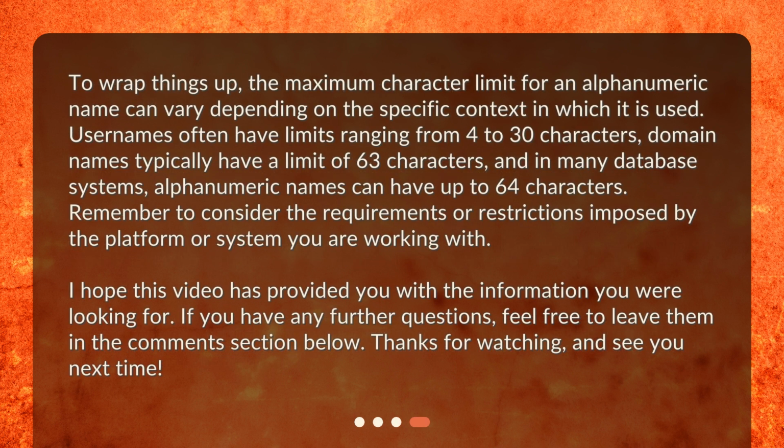To wrap things up, the maximum character limit for an alphanumeric name can vary depending on the specific context in which it is used. Usernames often have limits ranging from 4 to 30 characters. Domain names typically have a limit of 63 characters, and in many database systems, alphanumeric names can have up to 64 characters. Remember to consider the requirements or restrictions imposed by the platform or system you are working with.